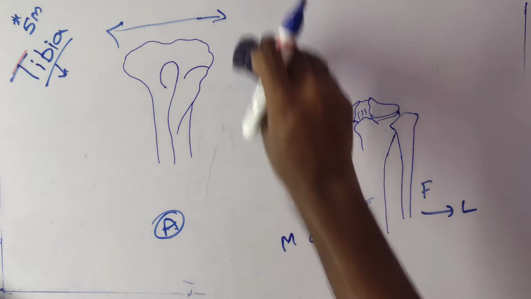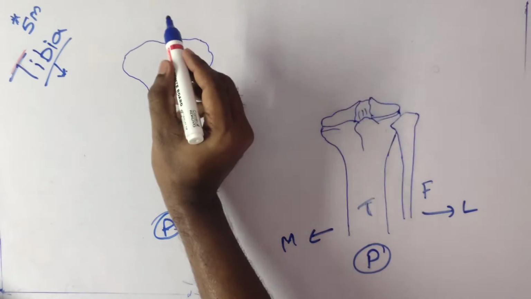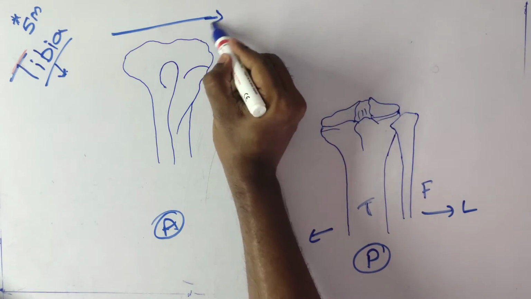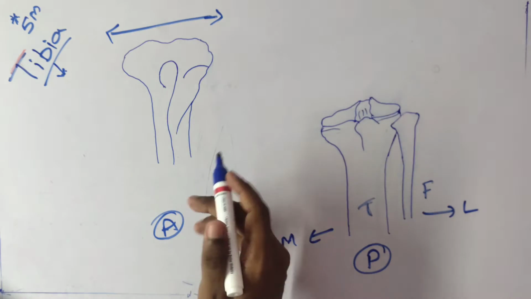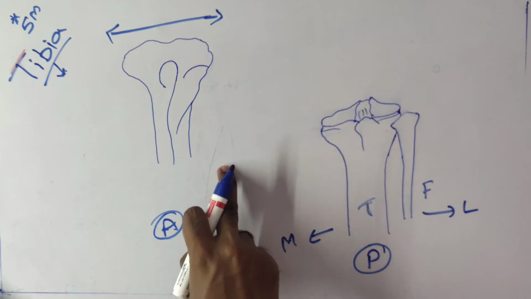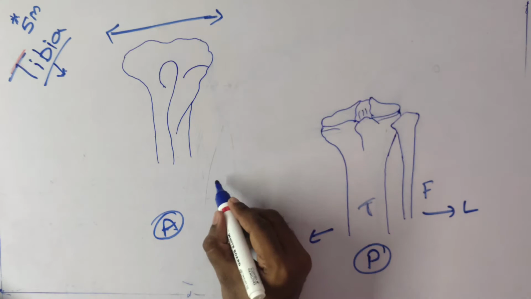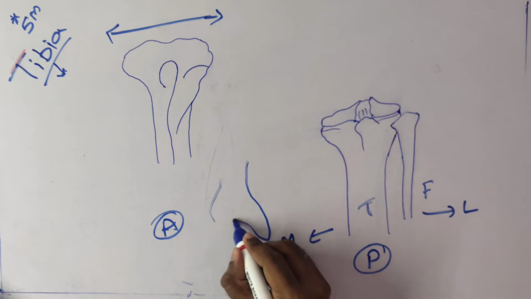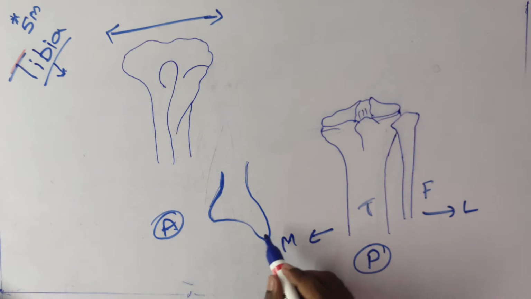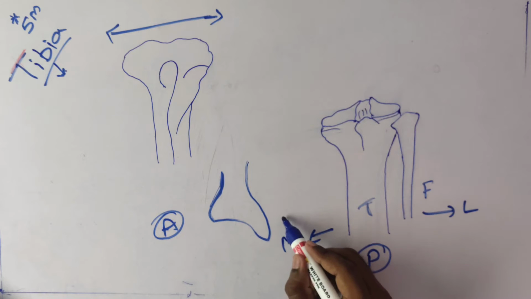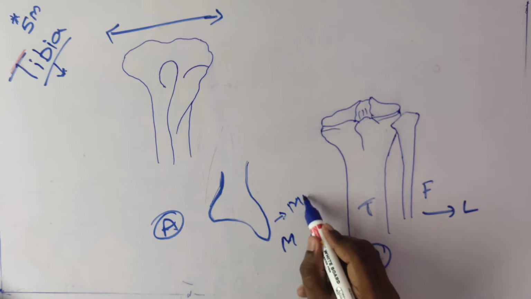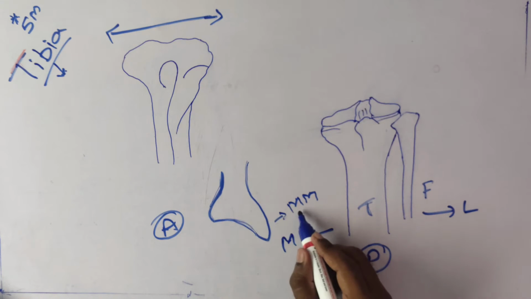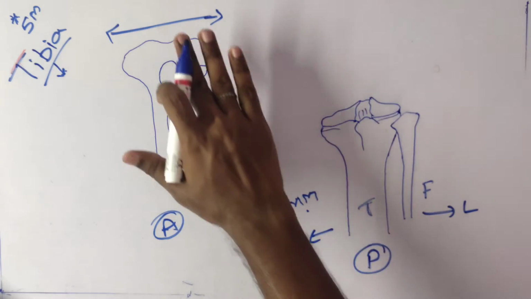Okay, next coming to the side determination of the tibia. See, side determination: the upper end is much larger than the lower end. Next, the medial surface of the lower end projects a little downwards like this. This projection is called the medial malleolus. We will discuss it while studying the lower end. Medial malleolus. Next, this is the anterior border.